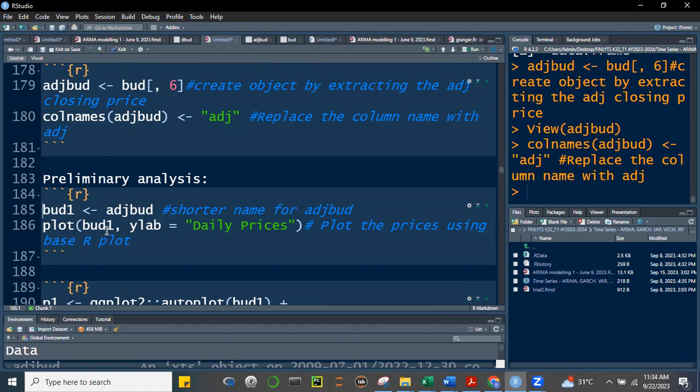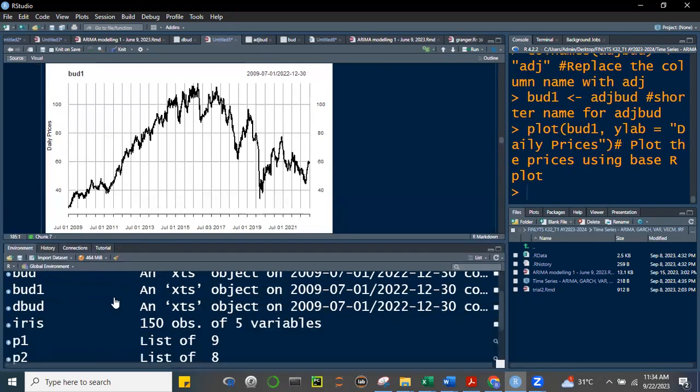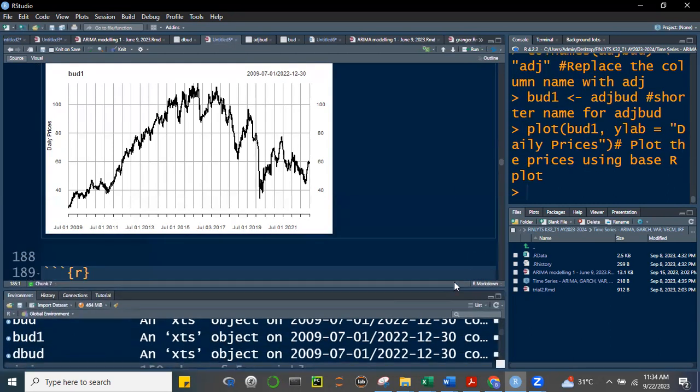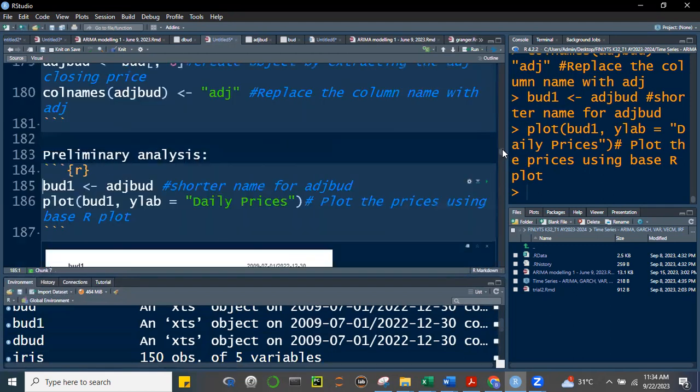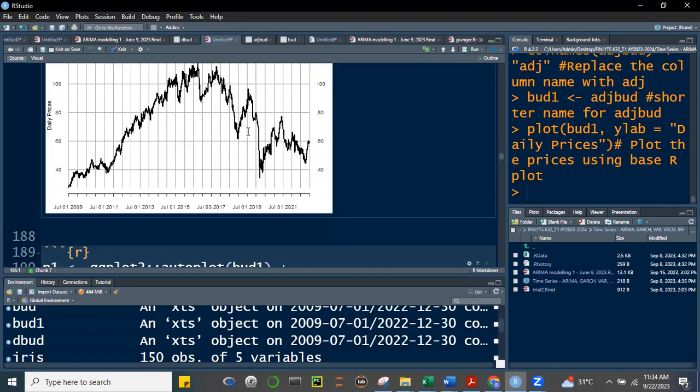Okay, if I run everything, it will create this object bud1, and then we're going to plot bud1 using the basic plot function. If I run this, you can now see that there's this object bud1 here, and exactly the same as adjusted bud. And you can see here the time series for bud. And as we answered last time, this is not stationary. There seems to be a trend for a particular period, upward trend, and then afterwards there was a downward trend.